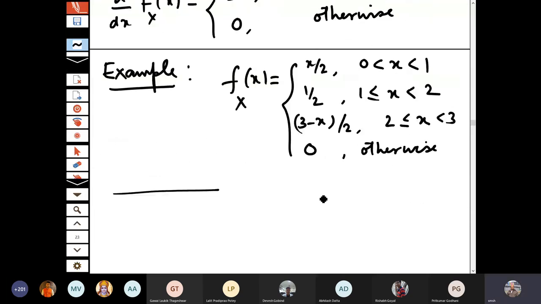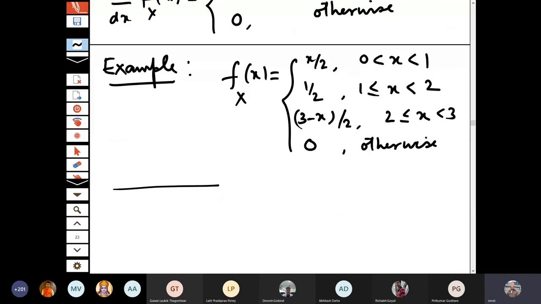So let me take a slightly more complicated exercise. So this is x and this is f(x), small f. Between 0 to 1, it is this. Then between 1 to 2, it is constant. And then between 2 to 3, again it is this one. So this is the PDF. Okay, how will the CDF look? Let us calculate it.